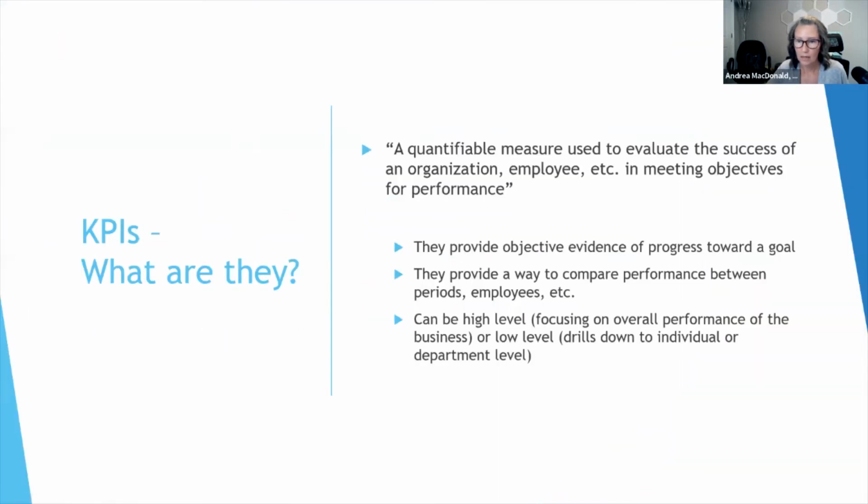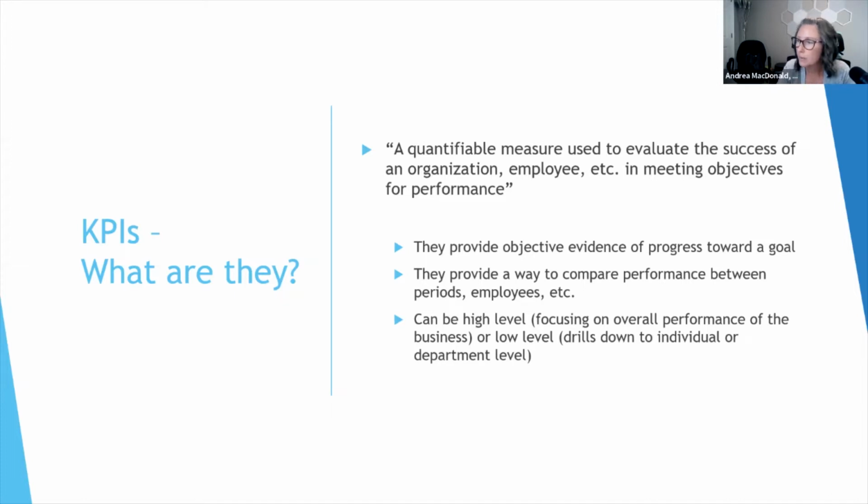Key performance indicators, what are they? Essentially, they are metrics that you can create that provide a quantifiable measure used to evaluate the success of an organization, an employee, a division, a department in meeting objectives for performance. That's the Oxford Dictionary explanation. What the heck does that even mean? So they provide a way for you to measure your progress toward a goal. They provide a way to compare performance between periods, between employees.